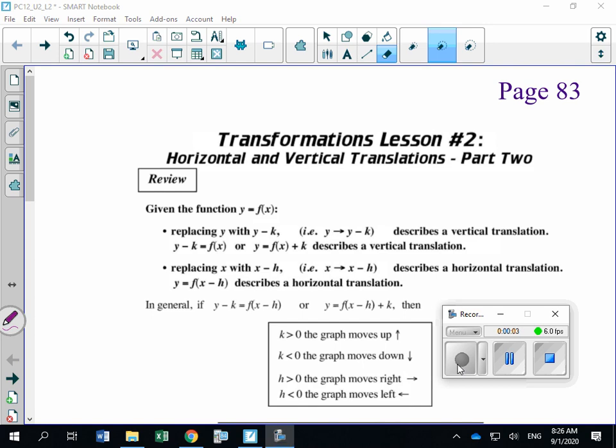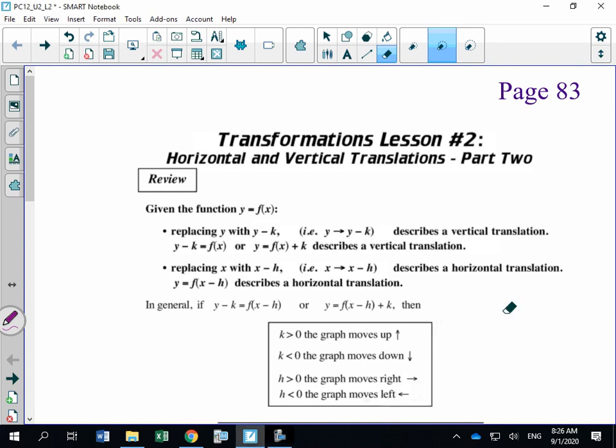Good morning, Math 30s. We are continuing our unit on transformations, and in lesson 1 we were introduced to horizontal and vertical translations. This lesson is going to be a review essentially of lesson 1, and there's going to be one new example later on. So if you open up your workbooks to page 83, we are going to be doing lesson 2 on page 83. It's horizontal and vertical translations part 2.